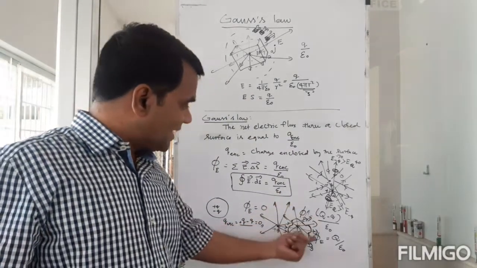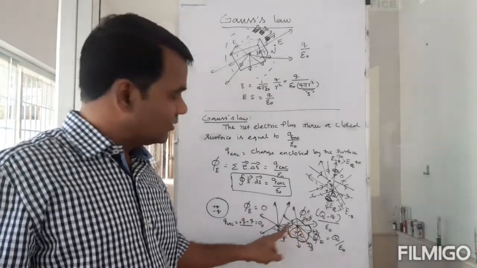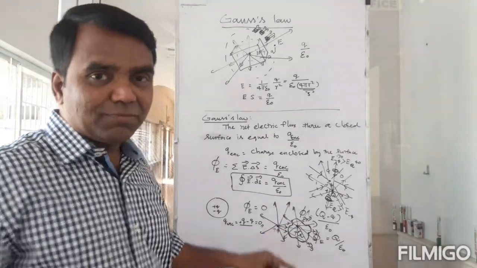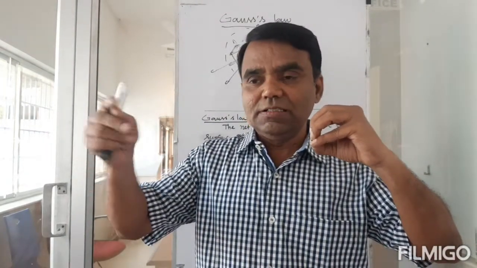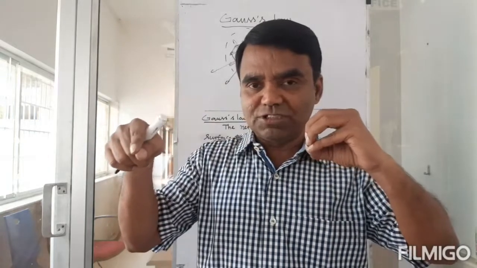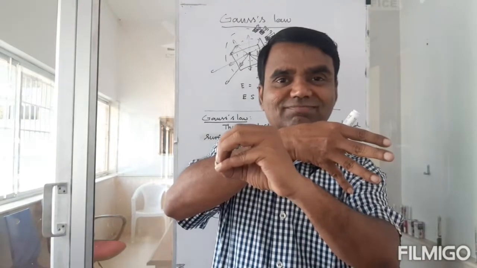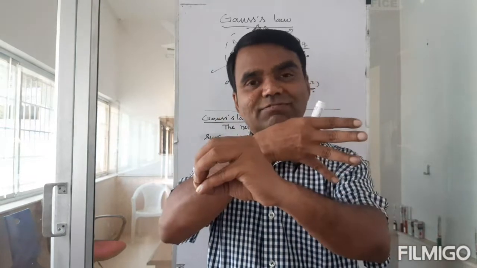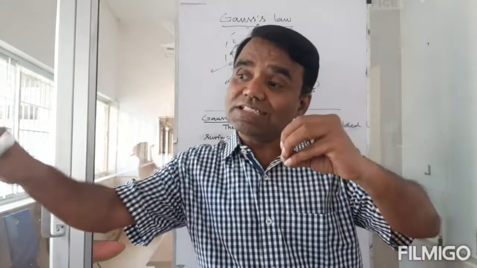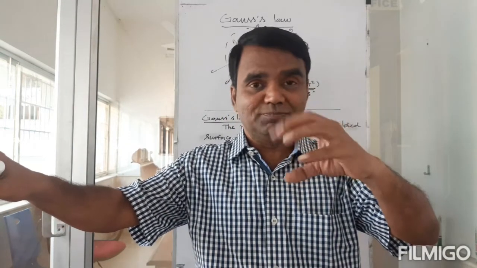Okay, so there will be a net flux only due to this charge, not due to this charge. Because when you keep the closed surface here, and if we take a charge which is outside the surface, there will be flux entering from this charge, understandably, but then it will also leave. So the number of lines that enter will be equal to the number of lines that leave. So the net flux due to this charge through the surface will be zero.